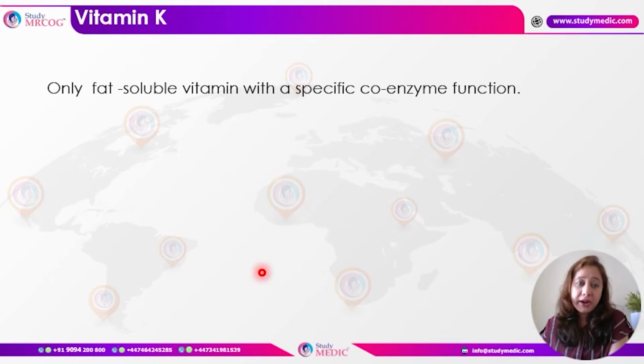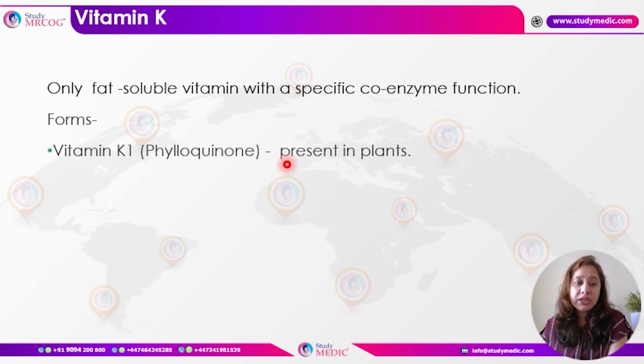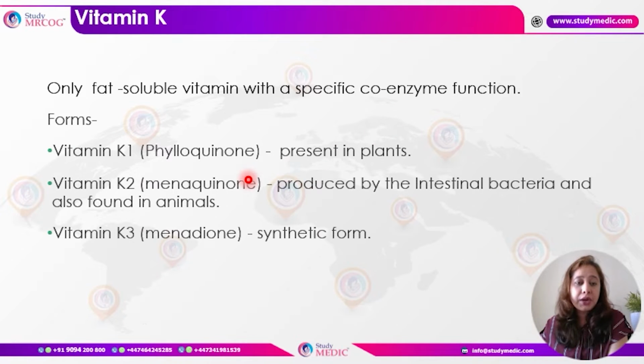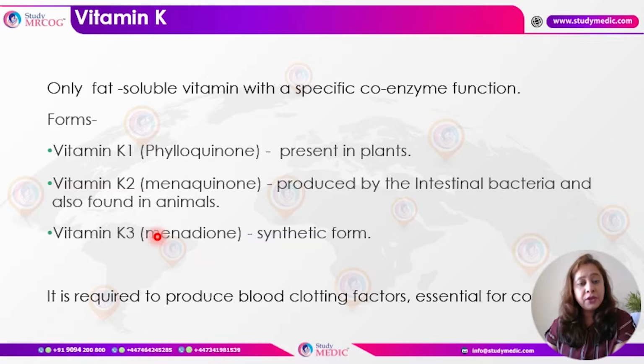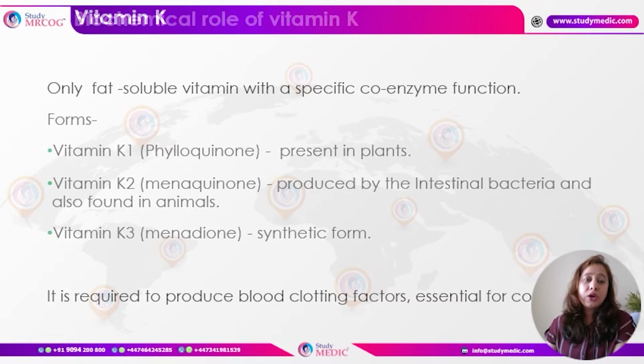Now vitamin K is another fat soluble vitamin which has a coenzyme-like action. There are various forms, K1, K2 and K3. K1 is phylloquinone, present in plants. K2 is menaquinone, which is present in intestinal bacteria and is also found in animals. K3 is menadione, a synthetic form, the injectable form used in hospitals. This vitamin K is required for the clotting mechanism. It is an essential cofactor for the clotting mechanism.